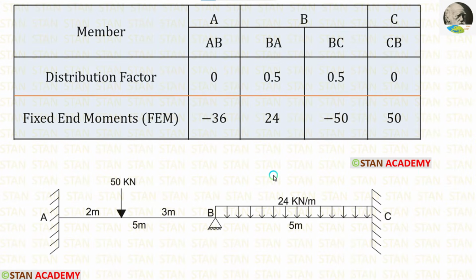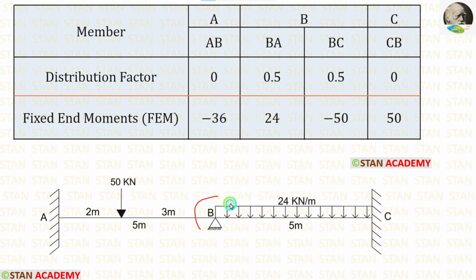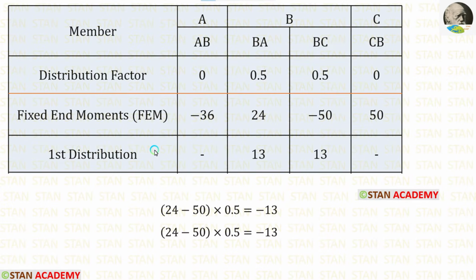Now, let us start making the table. First, let us enter the members. We already know in the fixed supports, the distribution factor is 0. That is why for AB and CB, it is 0. In the joint B, we have calculated two distribution factor values. For BA, it is 0.5 and for BC, it is 0.5. We have already calculated the fixed end moments. Let us enter them.